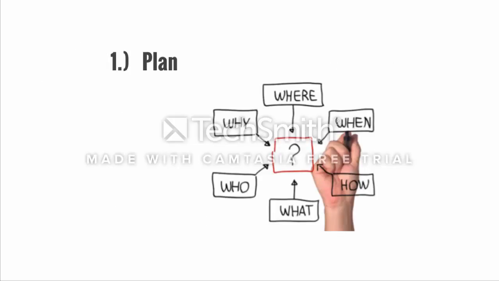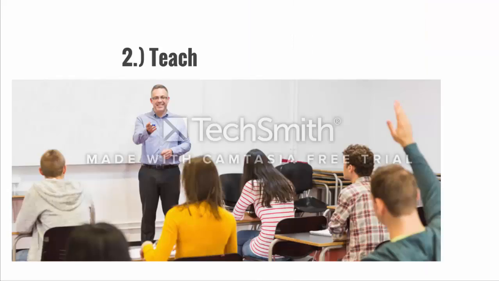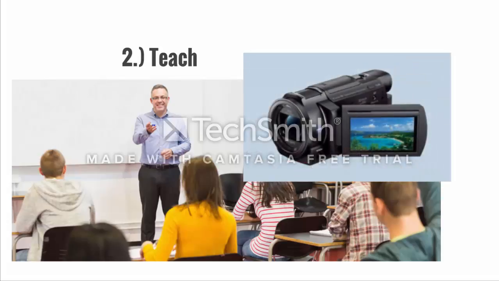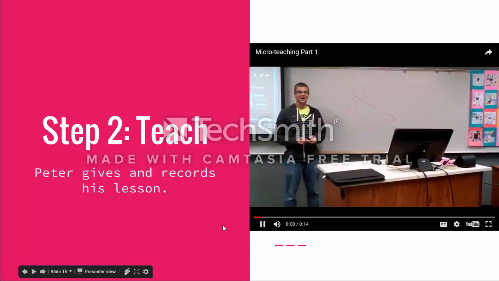Step number 1, the plan, involves, as you would expect, the teacher planning a small lesson to be taught in the microteaching environment. Here we see Mr. Schoenhals preparing a lesson about the Pythagorean theorem to teach his middle schoolers. Step 2, teach, involves the teacher teaching the lesson to a small group of students. The lesson will be recorded by video camera so it can be viewed later in the microteaching environment. Let's see how Peter does on this lesson.